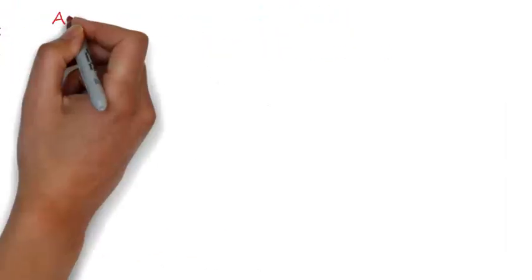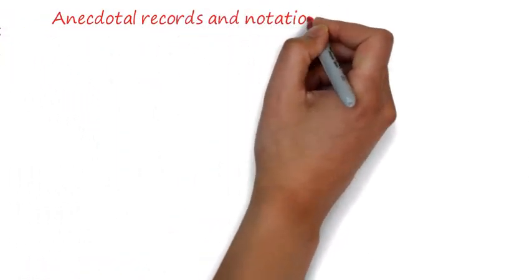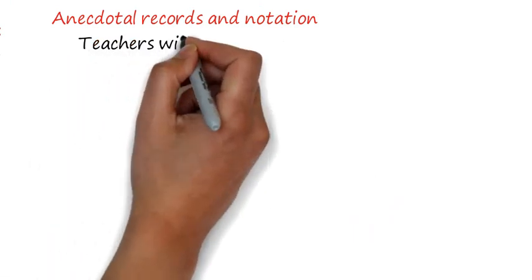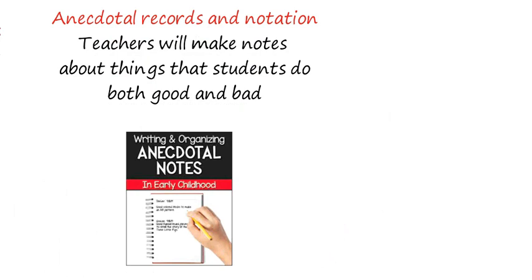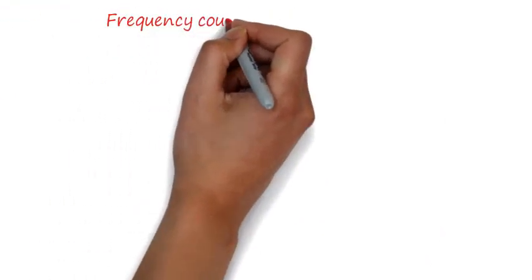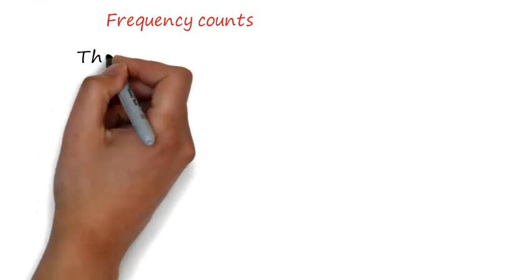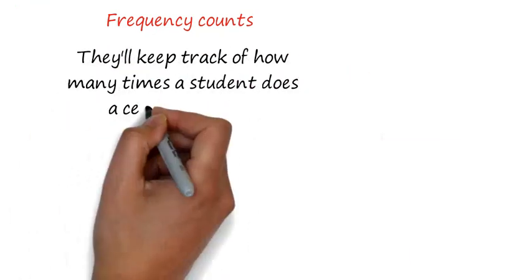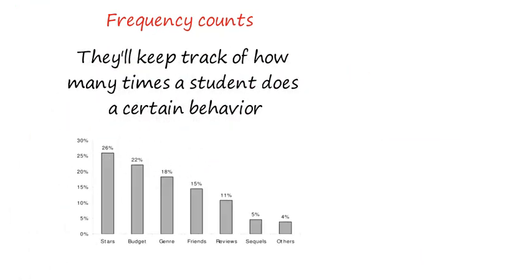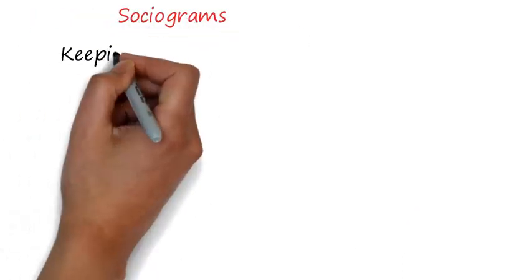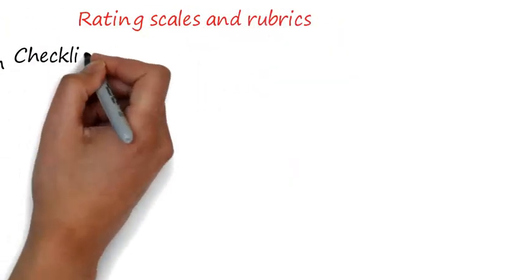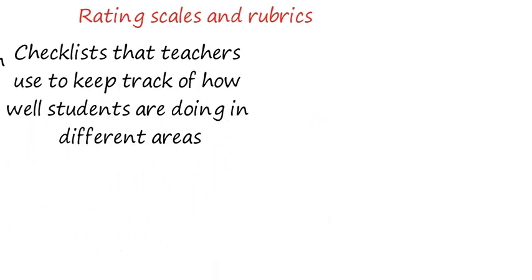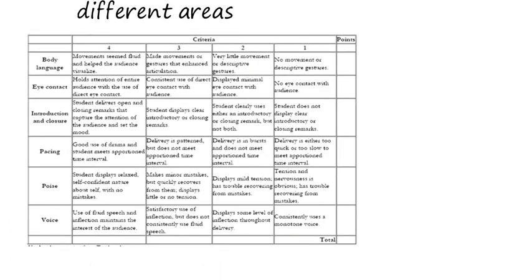Another strategy is using anecdotal records and notation. That just means that teachers will make notes about things that students do, both good and bad. Teachers might also use something called frequency counts. This is just a fancy way of saying that they'll keep track of how many times a student does a certain behavior. There's also something called sociograms, which is just a way of keeping track of which students are friends with each other. Rating scales and rubrics are another strategy. These are just checklists that teachers use to keep track of how well students are doing in different areas.